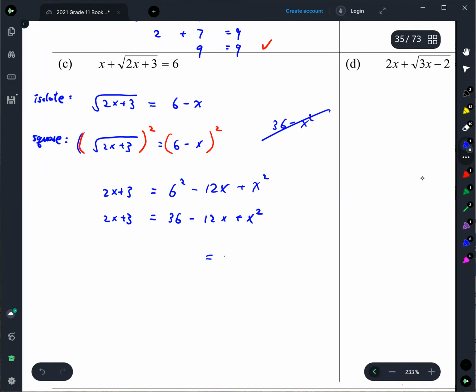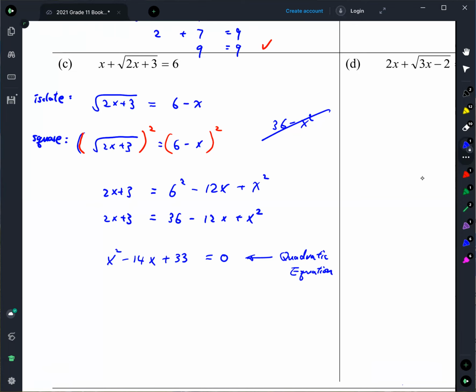So x squared stays there. I'm going to move everything to the right side, but then write it on the left. So minus 14x and then plus 33. Once you get to here, this is called a quadratic equation. Can you raise your hand if you understand how we get to this point?